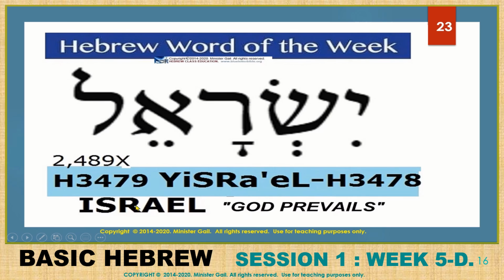Yisrael. Not Israel, but Yisrael. Y-I-S, this is dividing the syllable here. R-A apostrophe E-L. Yisrael. God prevails. First ruling shepherd. The power over sin. S-I, that's a S-I, this divides the word. Yisrael.